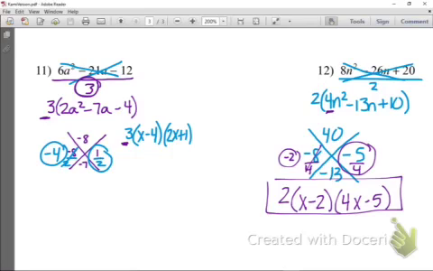On the next problem, again, we needed to divide out a 2 at the beginning before we could land the plane. So when I do that, that leaves me with a front number of 4. So my magic numbers of -8 and -5 should both be divided by 4, which brings my magic numbers to be -2 and then -5/4. So final answer, 2(x - 2)(4x - 5).